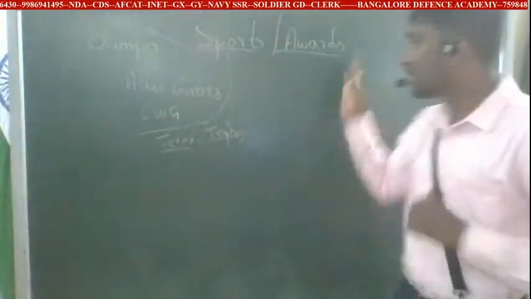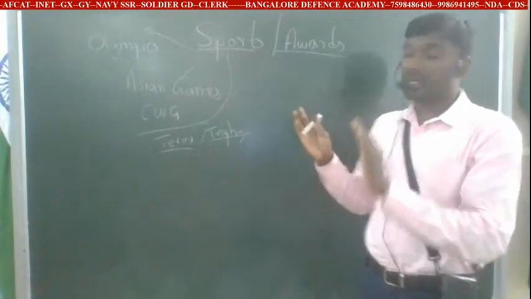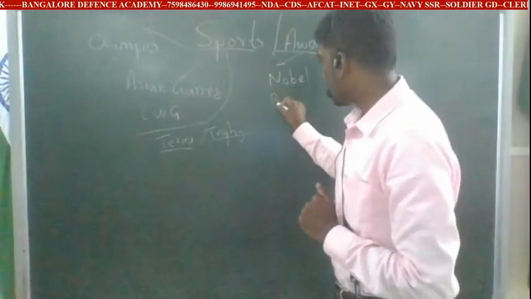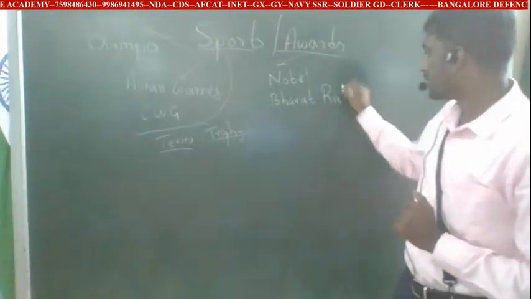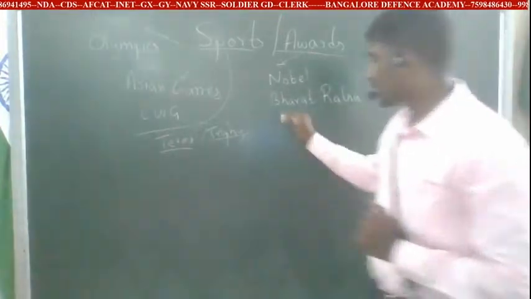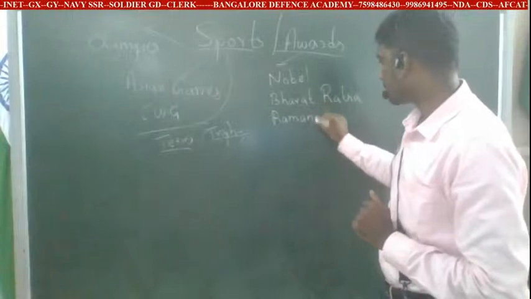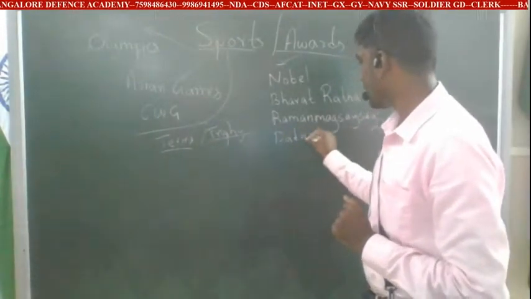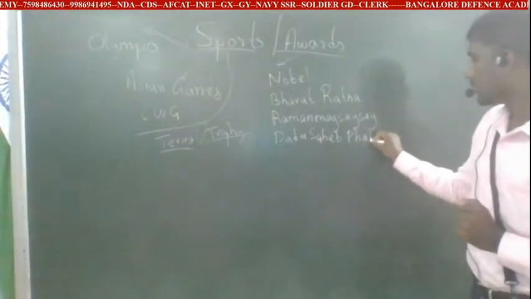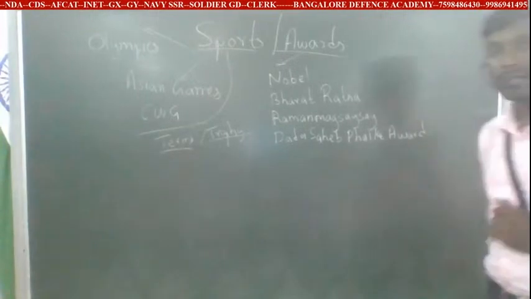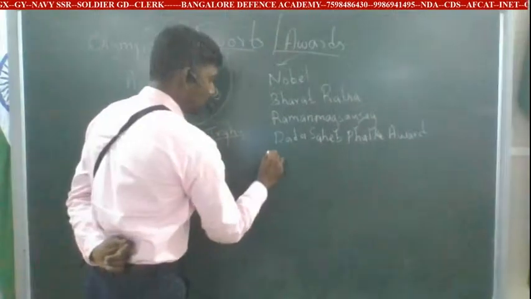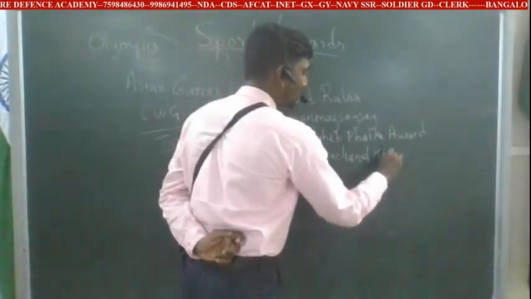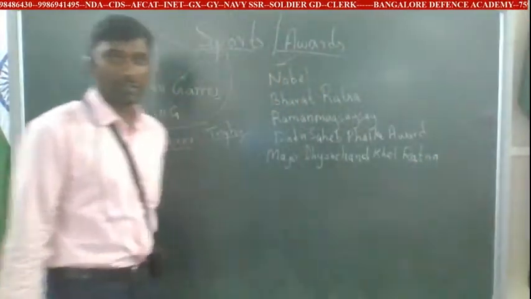Next you have awards. In awards, you are going to divide this into important awards. The first one you will talk about is the Nobel Prize. After the Nobel Prize you have something very important nationally, that is the Bharat Ratna. After Bharat Ratna you have the Raymond Magsaysay Award. Next you have the Dada Saheb Phalke Award. After that you have another very important one, the Major Dhyan Chand Khel Ratna Award.